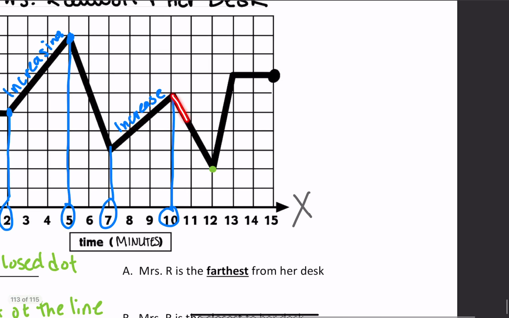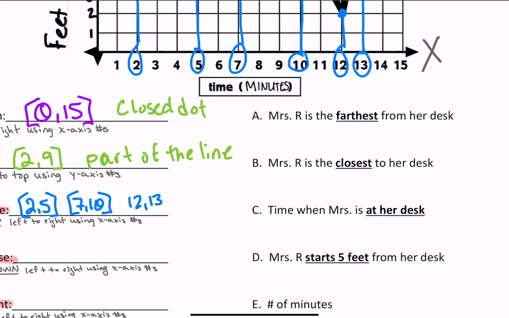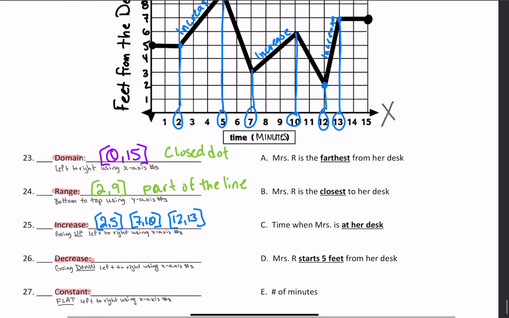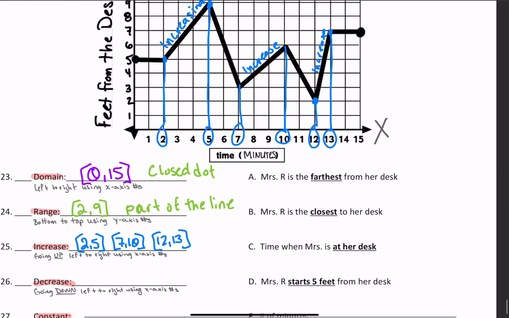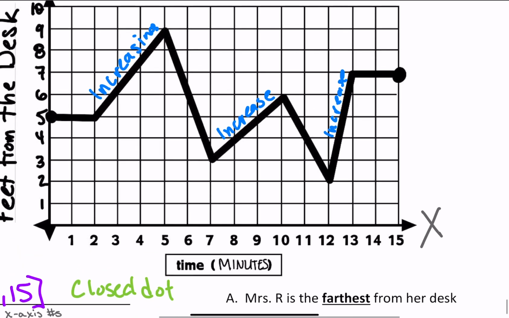Then this is not increasing, this is going down, but this next section is increasing. And it starts increasing here at 12 and stops increasing here at 13. So it goes from 12 to 13. Closed brackets. Okay, so we got all the increases done. So now we're going to look at the next one, which is decrease. So decrease is when we go down from left to right using that x-axis.